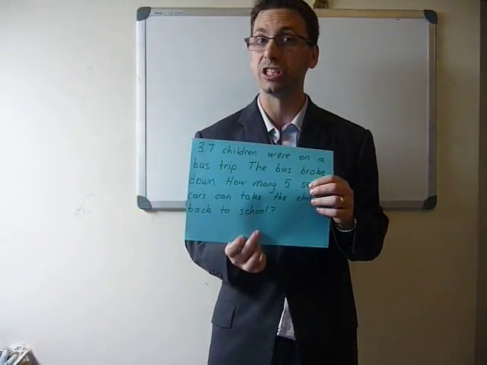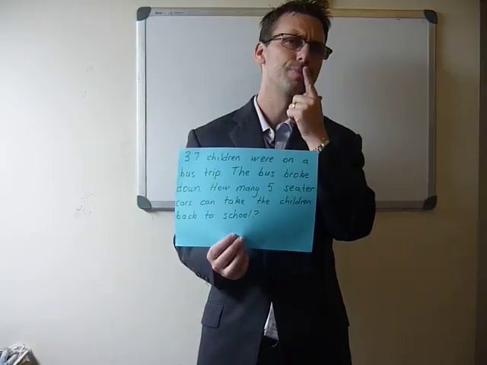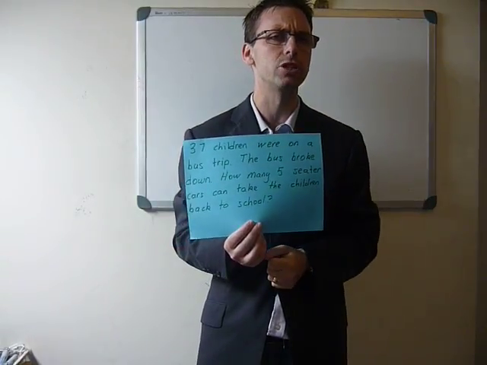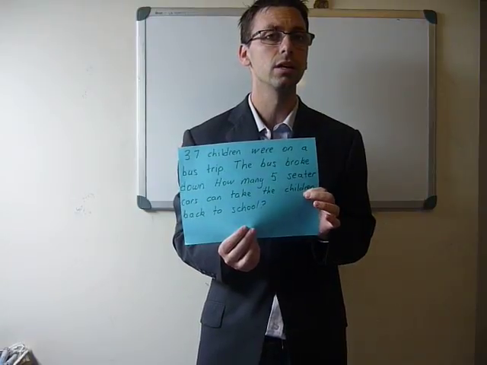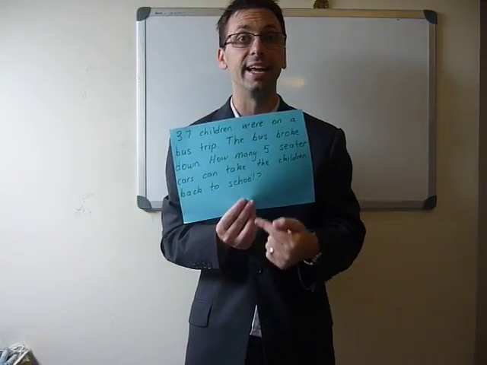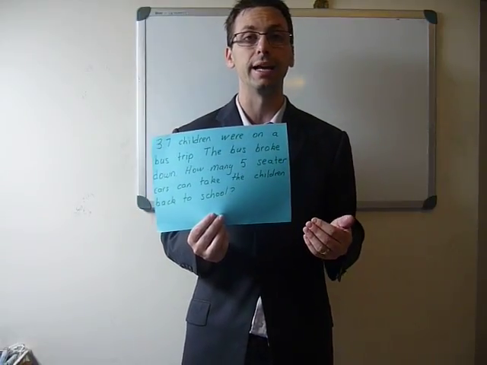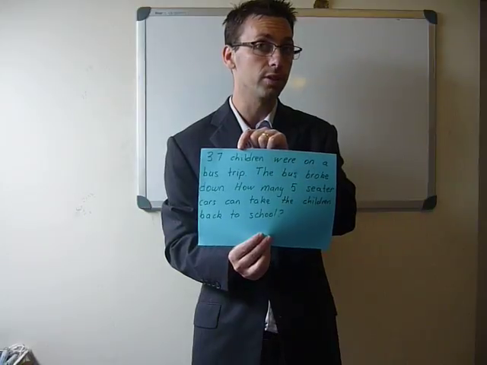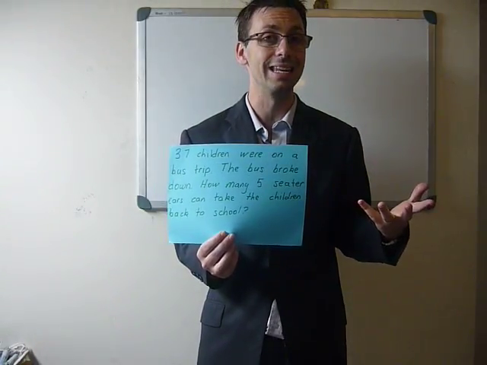Now, how many children? 37. But 9 times 4 is 36. Does that mean it's 9 cars? No, because there is still one extra child that needs to go in a car to go back to school. So it has to be up until 40 kids. So the answer is 10.